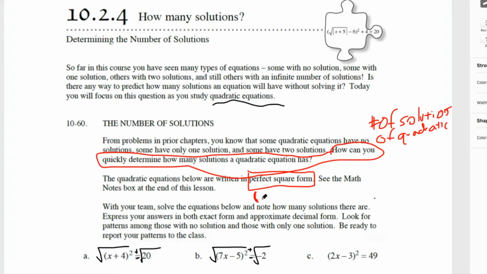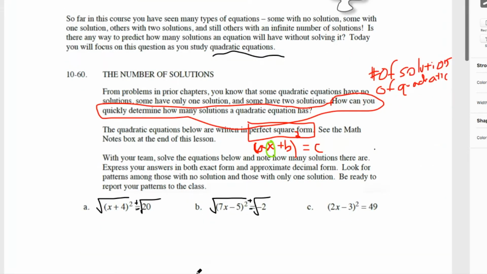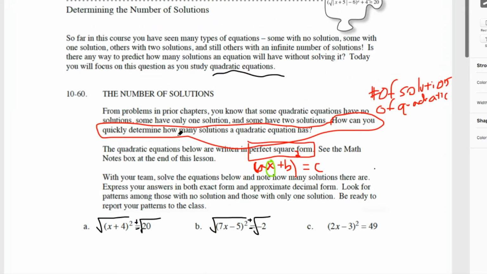This was mentioned very quickly in the book earlier, but perfect square form is (ax + b) squared equal to c, equal to a constant. A number on the right side, no variables. You just see a number right here. So we have one variable, and a coefficient in front of that variable. It's kind of like a little factored form action, but it'll be a perfect square, instead of (ax + b) times (ax + c) equals a constant. There's a way to write that for quadratic equations. So when it's written like that, we're going to see how many solutions they have. How can you quickly determine how many solutions is what this problem is all about.